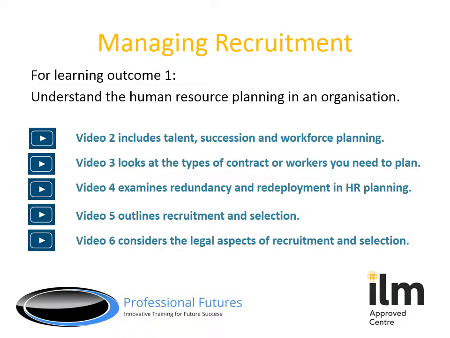There are 5 videos which will help you to cover Learning Outcome 1, which is understand the human resource planning in an organisation. Video 2 includes talent succession and workforce planning, whilst video 3 looks at the types of contract or workers that you need to plan. Video 4 explains redundancy and redeployment in HR planning, and video 5 outlines recruitment and selection. Video 6 ends Learning Outcome 1 with considering the legal aspects of recruitment and selection.